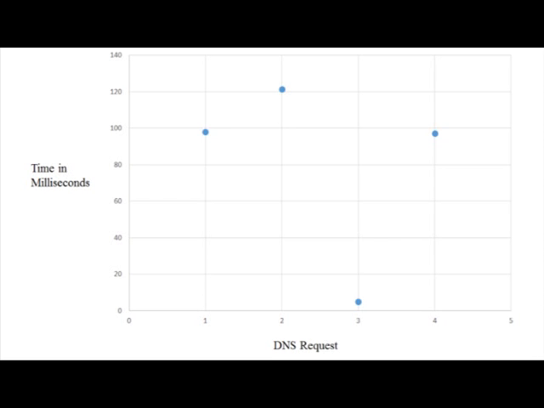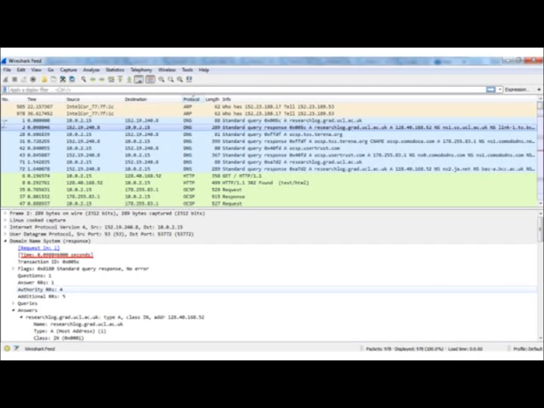Finally, the last request was for researchlog.grad.ucl.ac.uk, with a length of response of 289 bytes of type A, and the time it took was 97.243 milliseconds. All of this added up gives a total latency of 321.737 milliseconds. The method I used to get this information was from using the packet information on Wireshark.